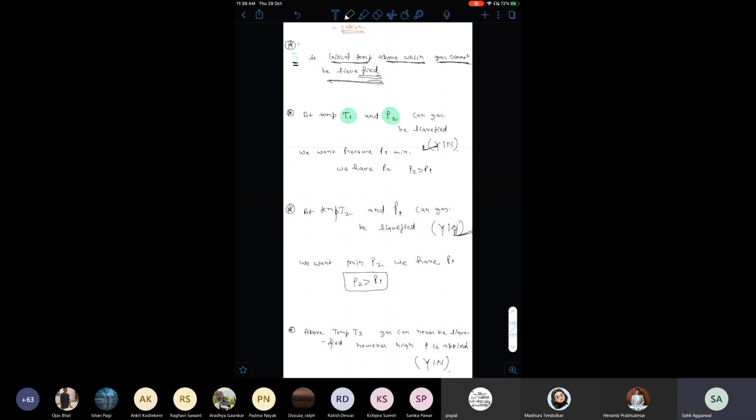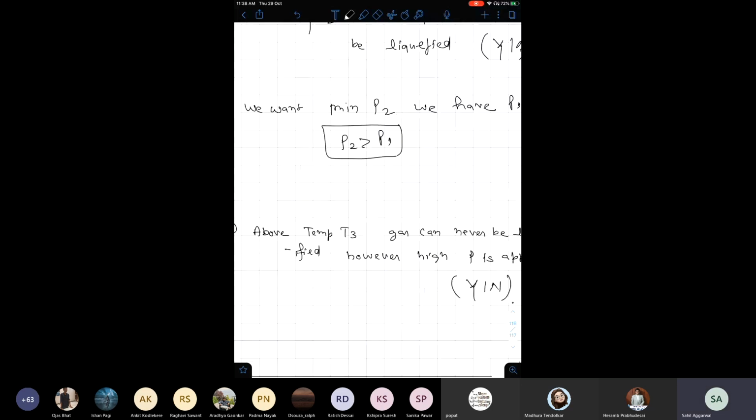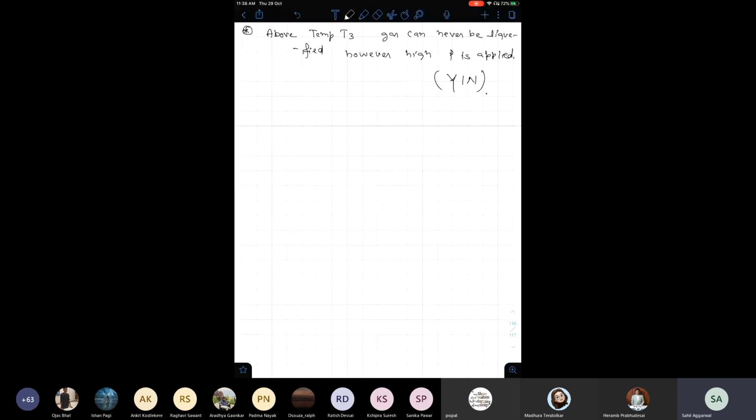Very good, Tanya. Done, Rishikesh. मधुरा तो यस बोल रही है. What about others? Above temperature T3, gas can never be liquefied however high the pressure is applied. Yes or no, Madhura?